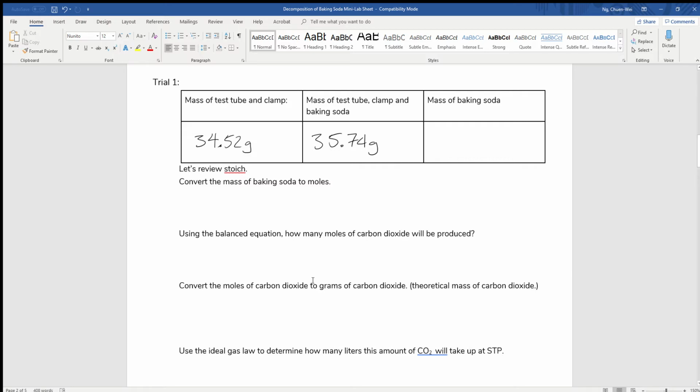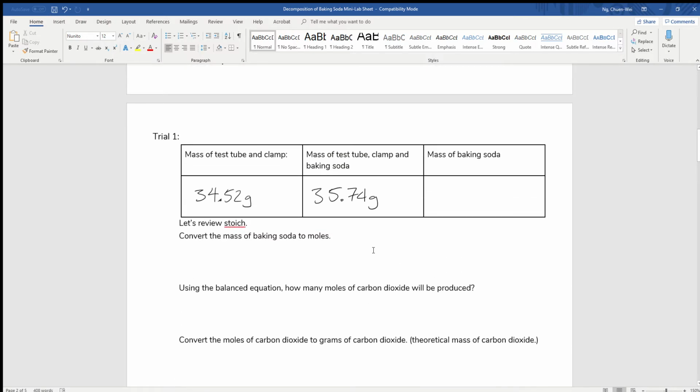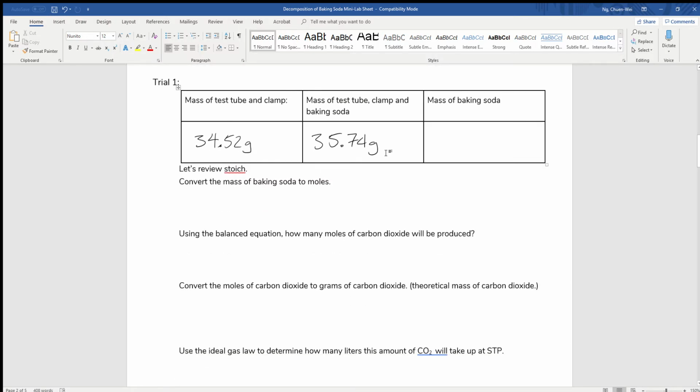Here I have some fake data that I just made up out of my head, but here we could do a little bit of math. To figure out this box, we first need to find the difference. This box gave us the mass of the test tube with the clamp, and here is the test tube with the clamp with a little bit of baking soda in it. To find the amount of baking soda, we just find the difference.